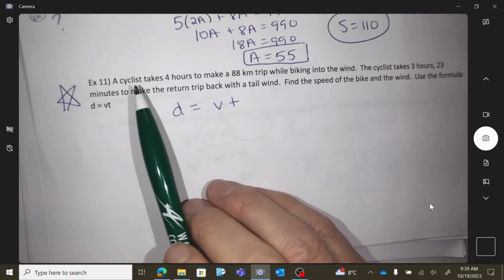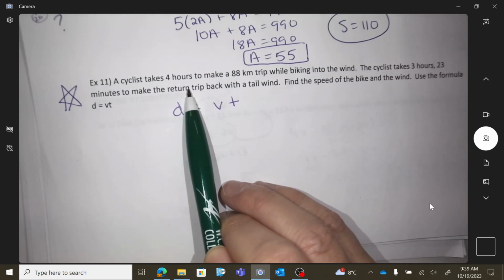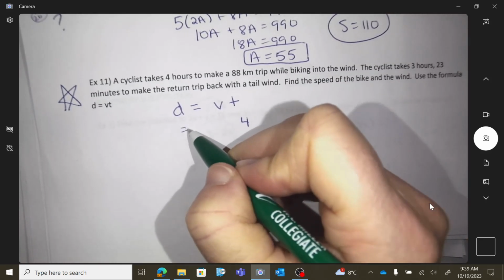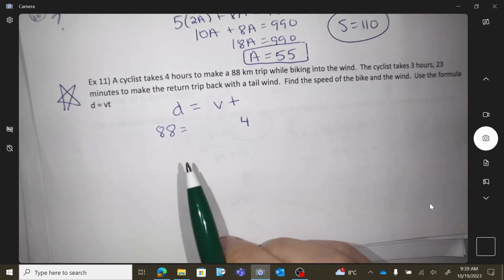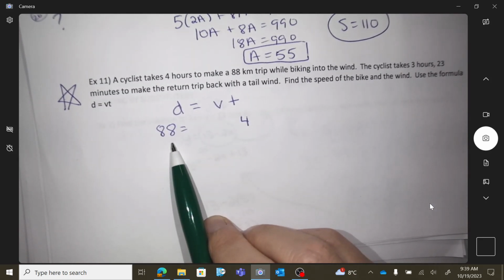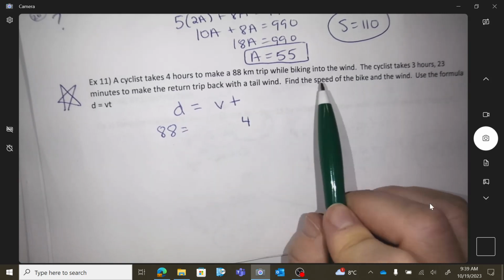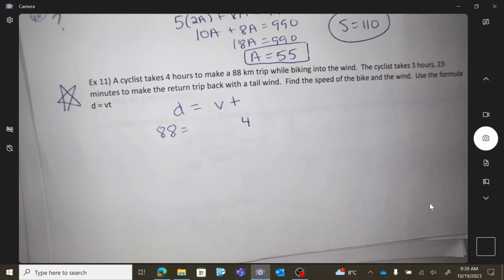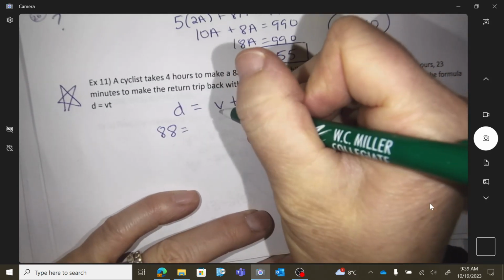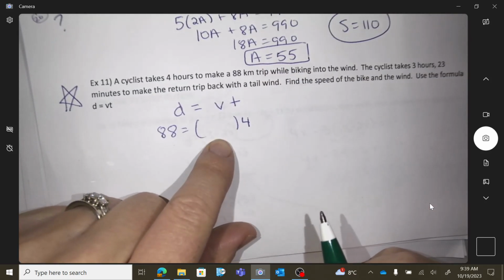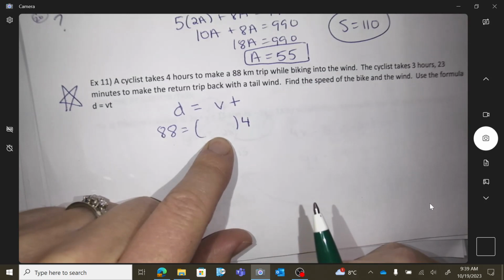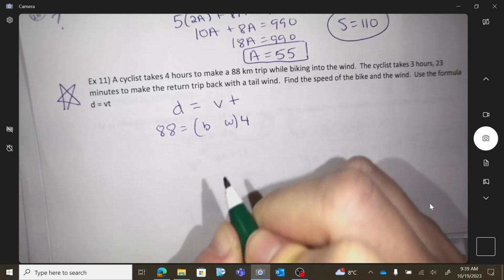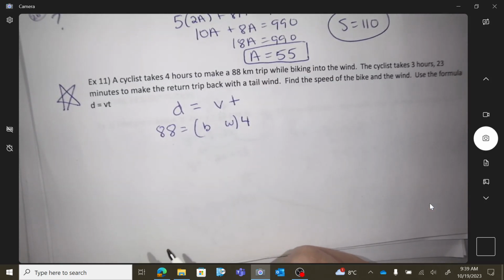Okay, so here we go. A cyclist takes 4 hours, so that's my time, to make a trip that's 88 kilometers. So that's my distance. While biking into the wind. Okay, so this is where you have a bike speed and a wind speed. So your velocity is going to be a combination of your bike and your wind.